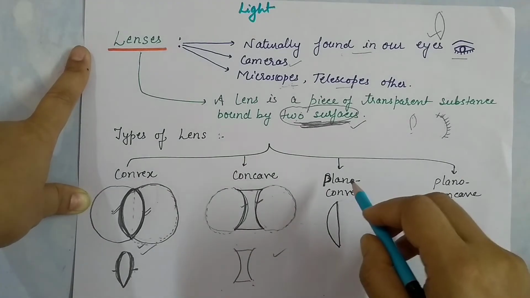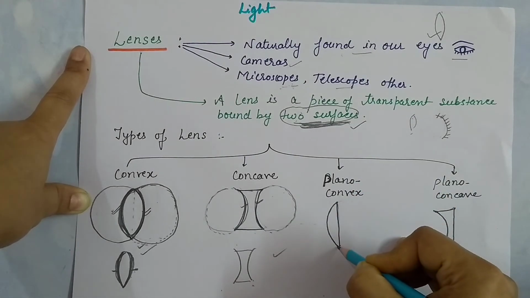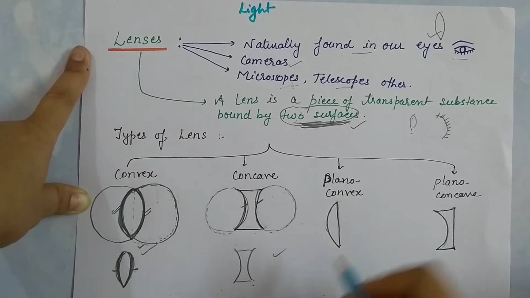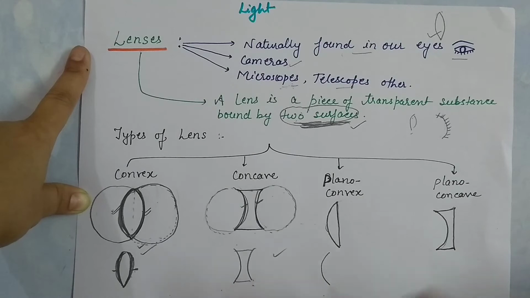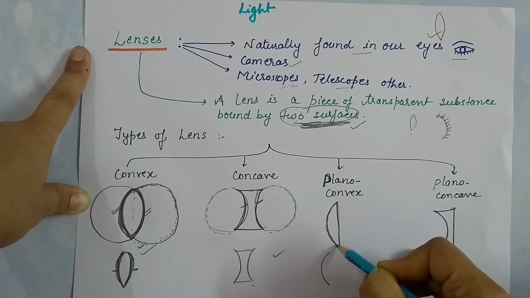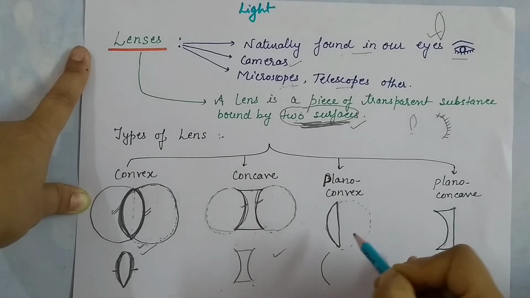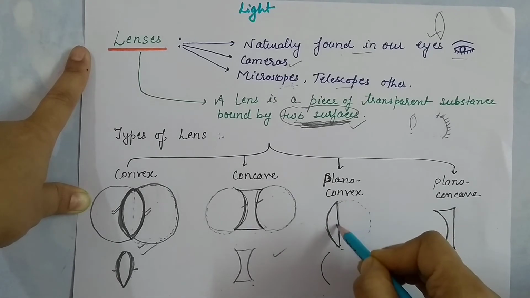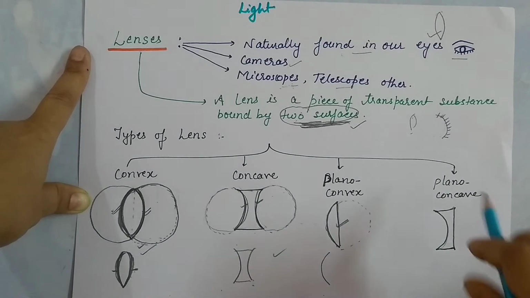Now plano-convex. Here one part is convex, you are able to see that this is the convex part. One part is convex, made up of only one sphere, and the other part is plane and flattened. That is called plano-convex.